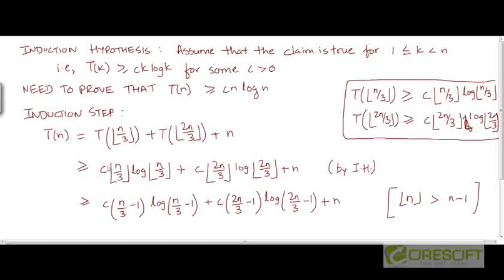Now this is a little complicated expression. We need to simplify it because ultimately what do we want to prove? We want to prove that T of n is greater than or equal to c n log n. So if we are able to show that this expression is greater than or equal to c n log n, then by transitivity, if T of n is greater than or equal to this, and if this is greater than or equal to c n log n, then T of n can be claimed to be greater than or equal to c n log n.